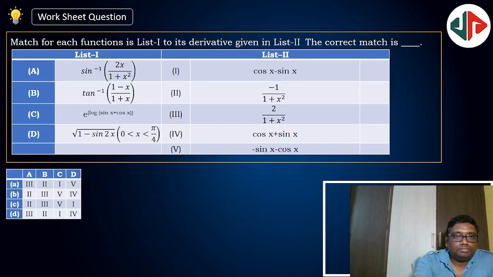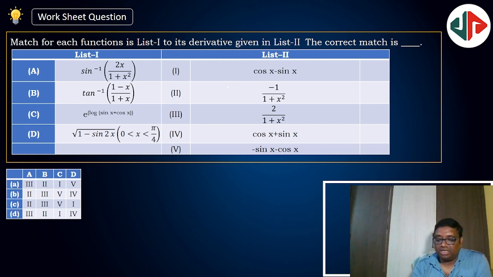Next one. Here it is given sine inverse of 2x by 1 plus x square, and we have to find the correct options. If you check any one option, we can identify it easily. Sine inverse of 2x by 1 plus x square, put x equal to tan theta. 2 tan theta by 1 plus tan square theta means sine 2 theta. So 2 times of, the 2a value will exist. A means what? 2 times tan inverse of x only.